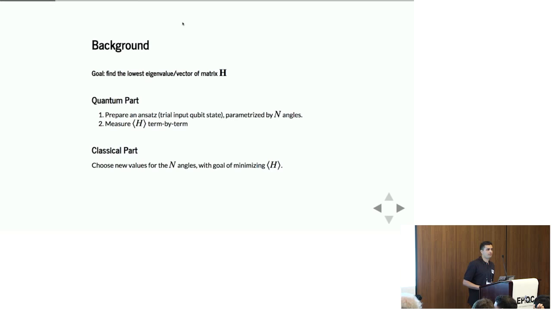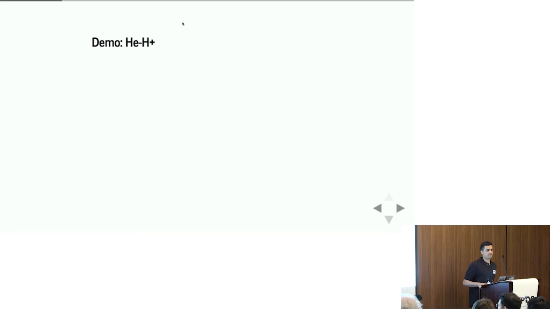For the very specific setting we have today, we're going to explore the molecule that is a helium atom bonded to a hydrogen atom, a hydrogen ion. So two electrons total, hydrohelium. And the matrix that we're interested in finding the lowest eigenvalue of is the Hamiltonian. The Hamiltonian is this matrix that captures the energy of the molecule of interest. And when we find its lowest eigenvalue, what we're finding is the ground state energy, which has a lot of applications in chemistry and physics.